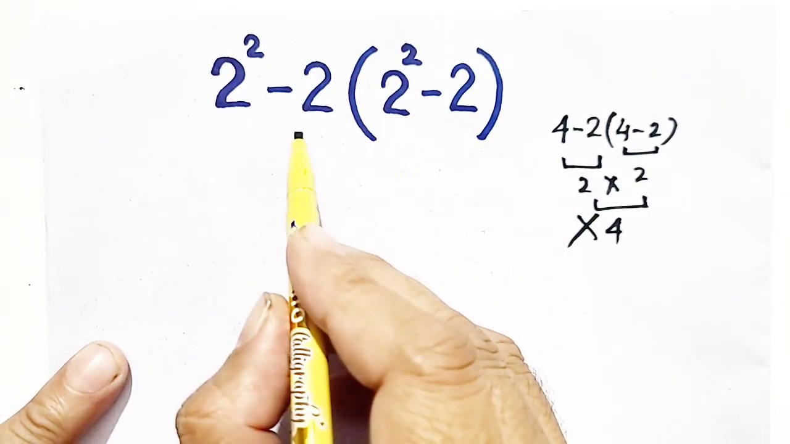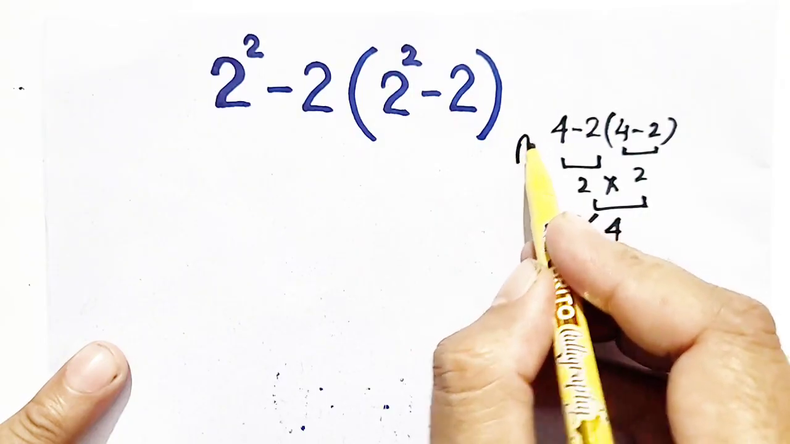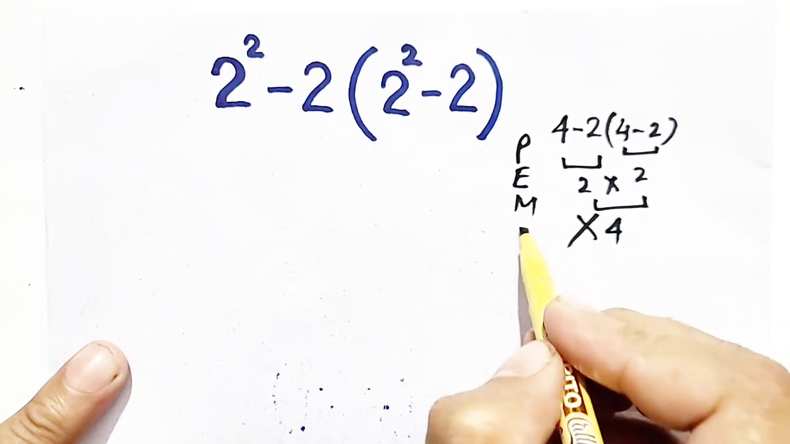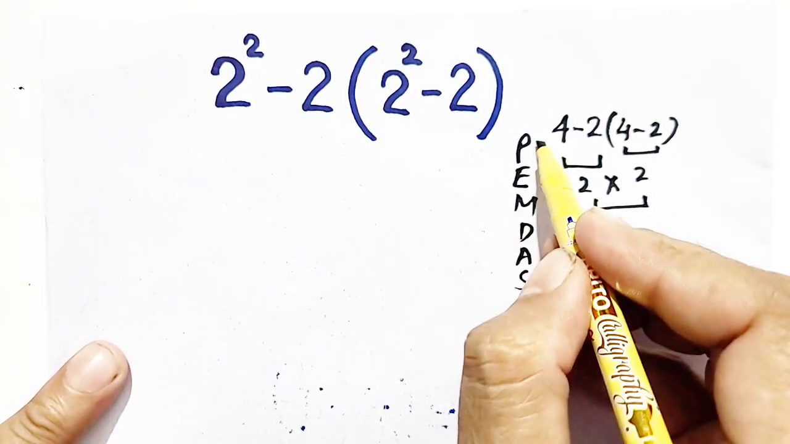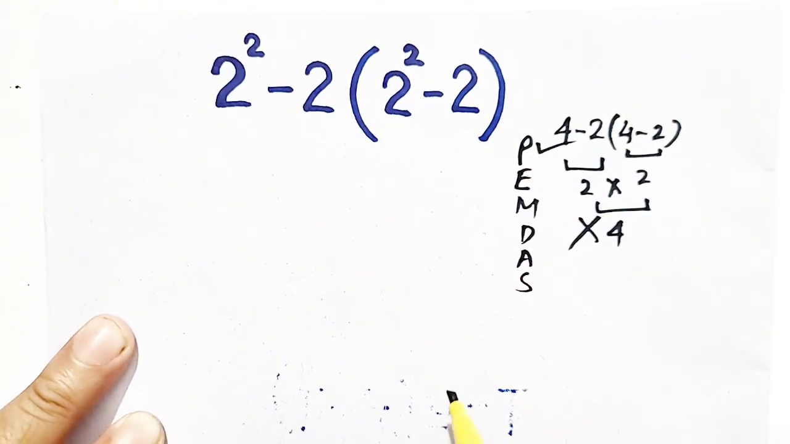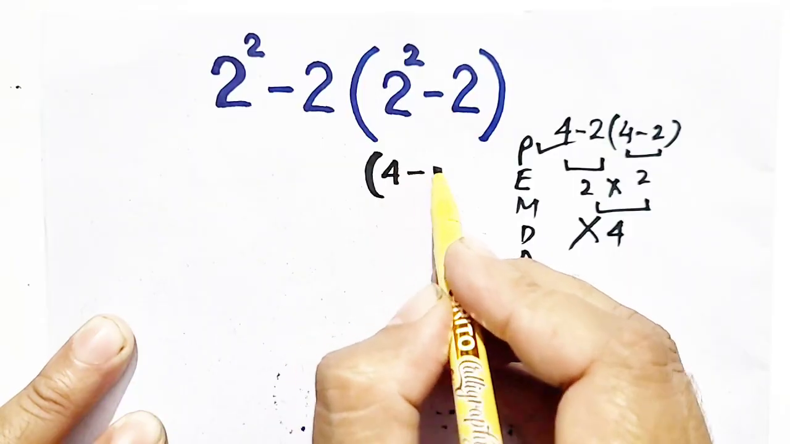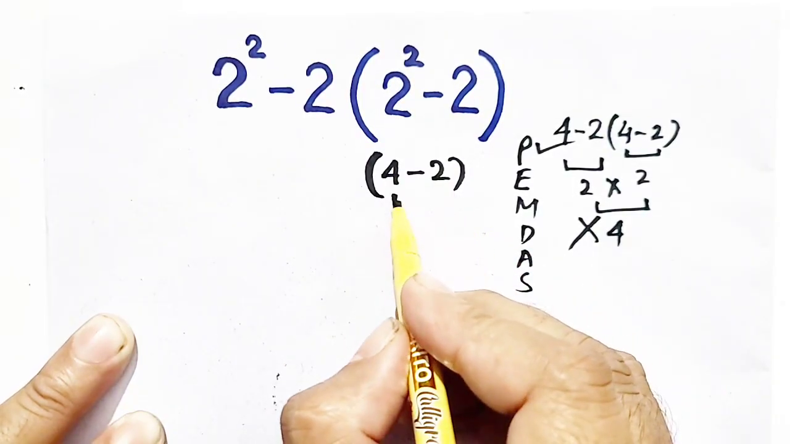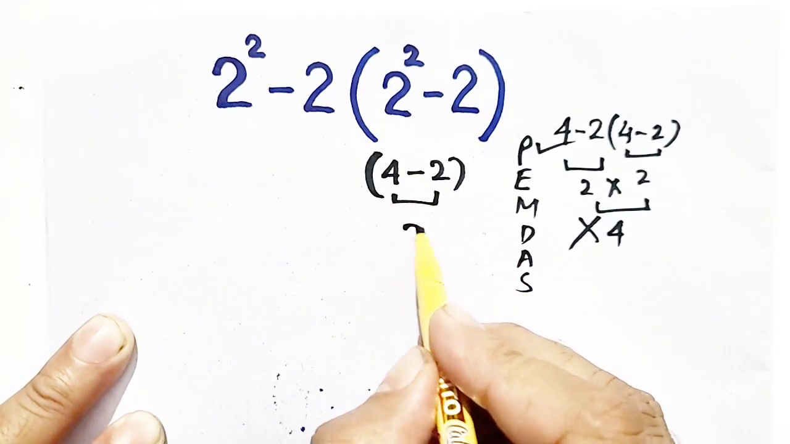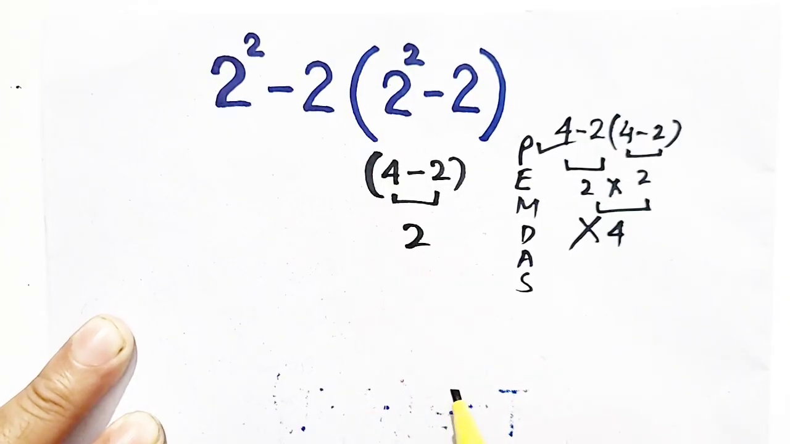First of all, we will solve it according to the PEMDAS rule. So according to the PEMDAS rule, first of all, we have to solve parentheses. So parentheses have 2a squared, which will be equal to 4 minus 2. Now 4 minus 2 will be equal to... So we have solved parentheses.